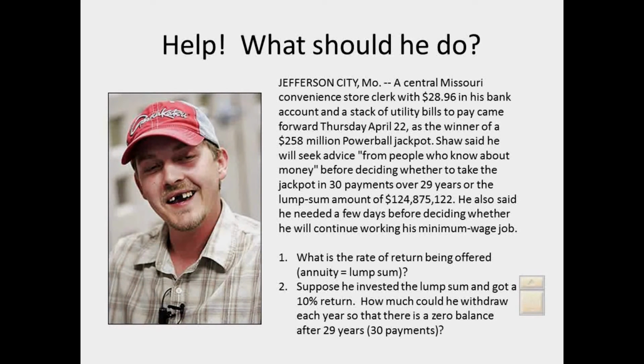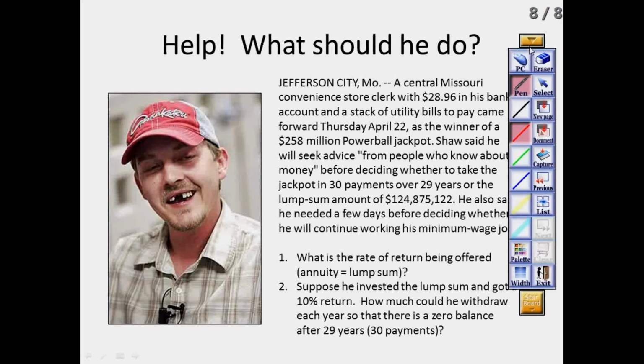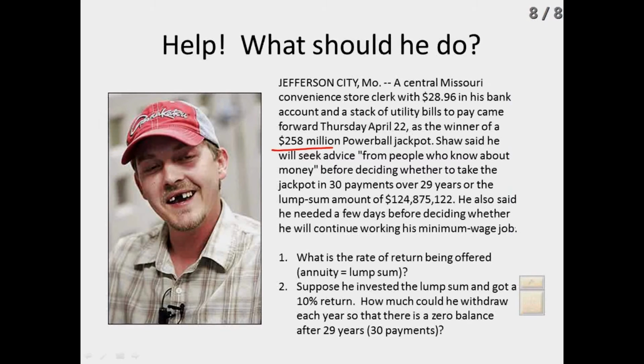What they're telling you is that you will get nominal payments of $350 million. Okay, in this case, let's stick with this specific example. It's $258 million. So, here's a guy who just won a jackpot that will pay off 30 payments over 29 years of $258 million. So what kind of annuity is that? Is that an ordinary annuity or an annuity due?